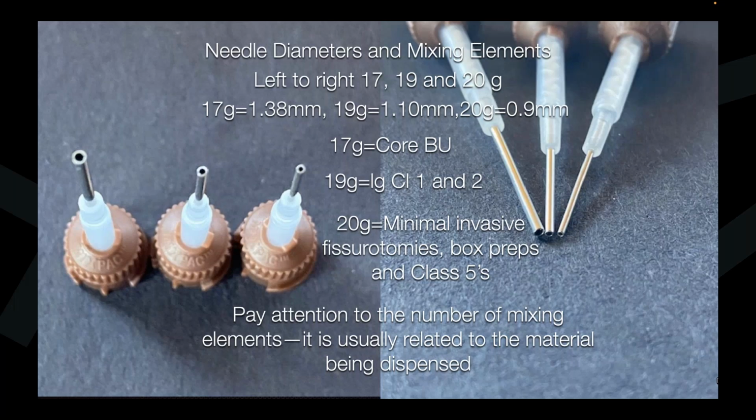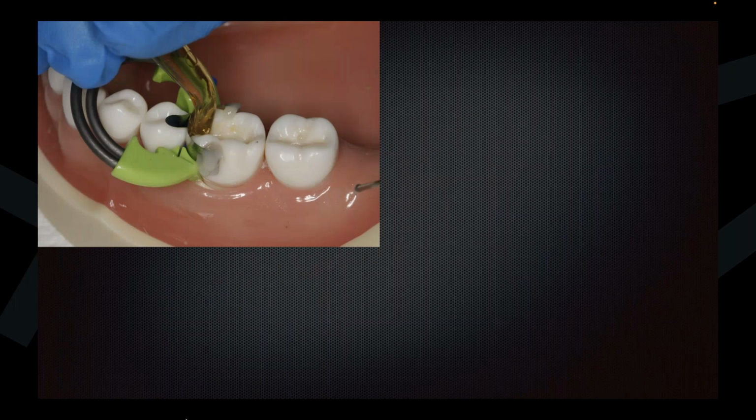They don't need it. It's a fire hose. They're going to go too fast. They can create a problem just by going too fast in terms of bubbles and marginal defects. Use the 19. I love to use the 20. The 20 is great for class 5s, little box preps if you still do them, fissurotomies. The 19 will do a beautiful job on your larger fillings or restorations, whatever you want to call them. And boy, I'm having a hard time switching.